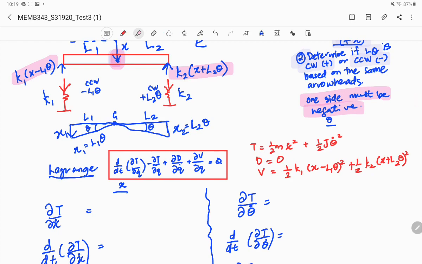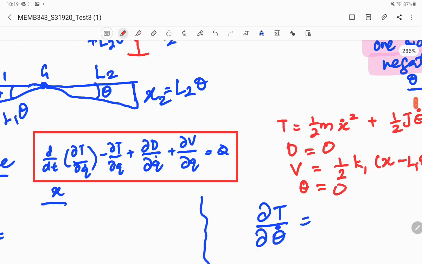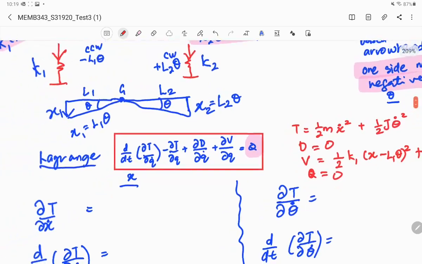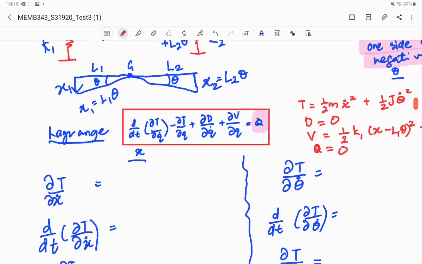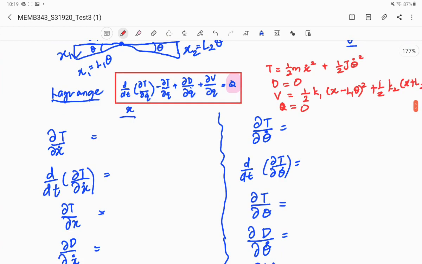And you also do not have any Q. Okay, so if you look at these generalized equations, this Q here is actually input to the system. So in our case, sorry, it's not theta, yeah, the Q is 0. So you only have kinetic energy and the potential energy. So you can expect that these two terms will become 0.